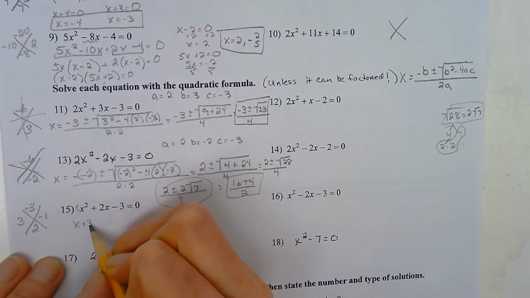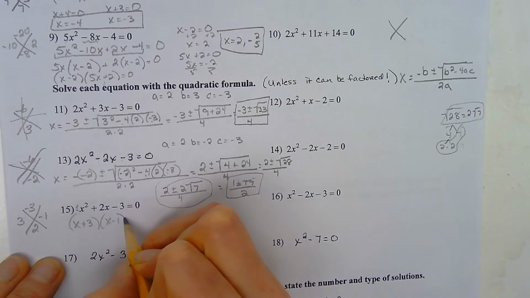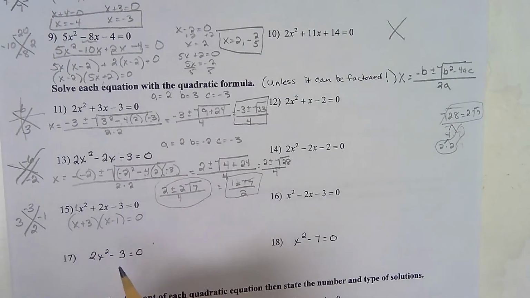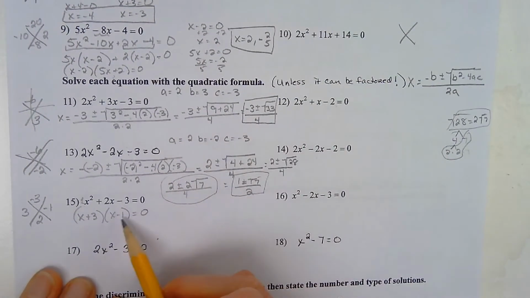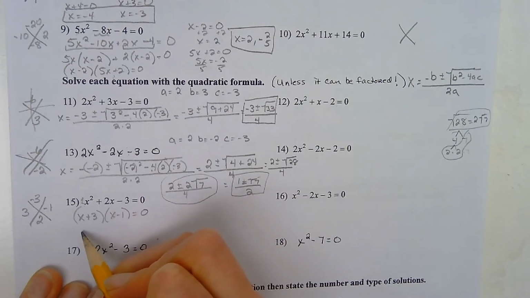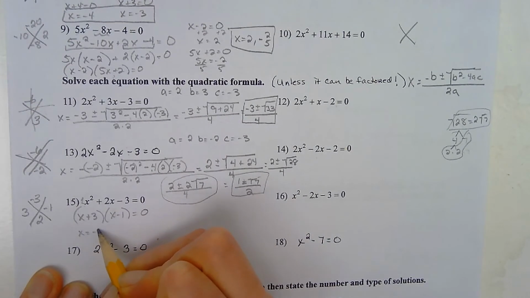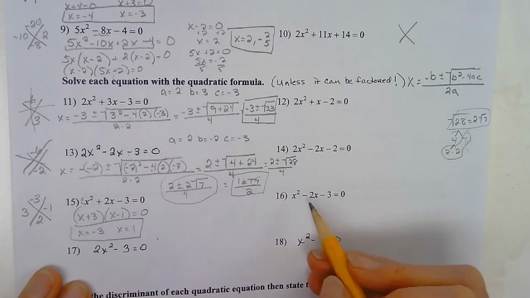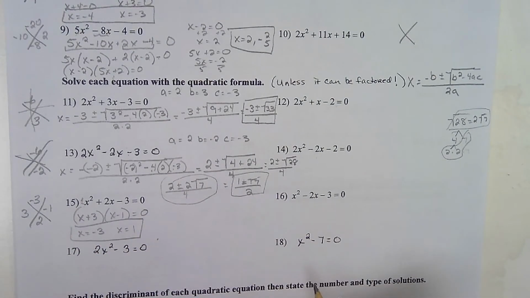X plus 3 times x minus 1 equals 0. Even better, I can take the factors and set them each equal to 0 very quickly, and x here equals negative 3, and here x equals 1. And there's the two solutions. So now you check number 16 and see if it's factorable.